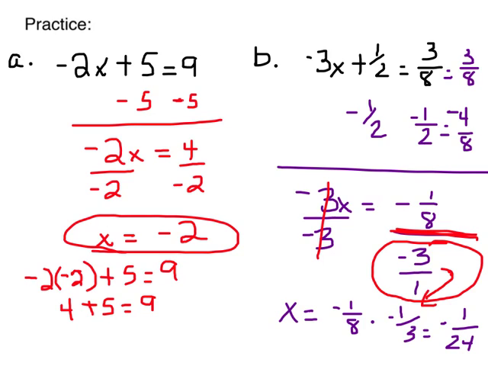Negative 1/8 times negative 1/3 is equal to, I don't know why there's a negative sign there, because it would be positive 1/24. So there you have it. Really not a whole lot new there. Hopefully this will be another really easy lesson for you.